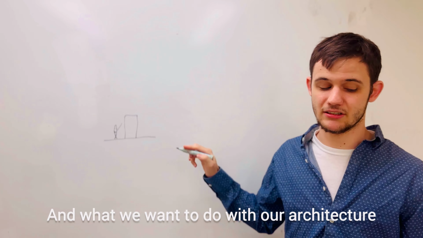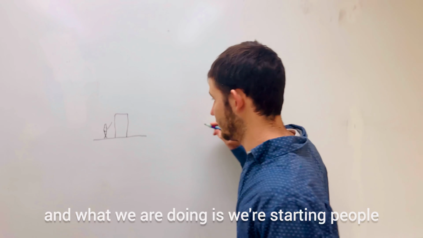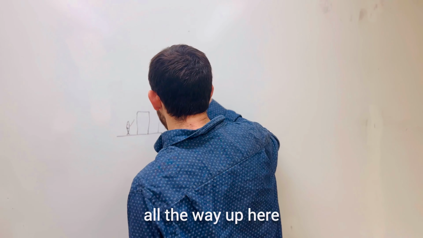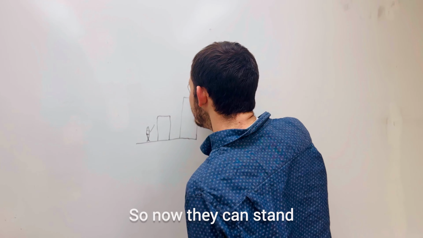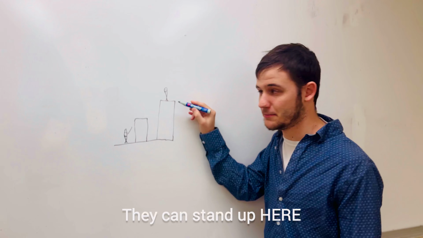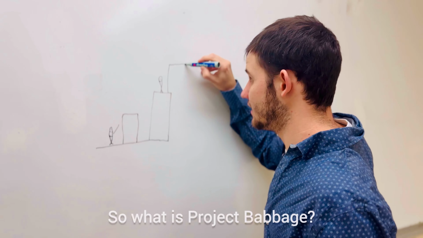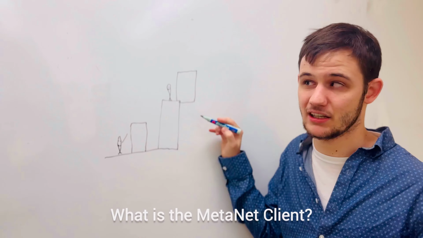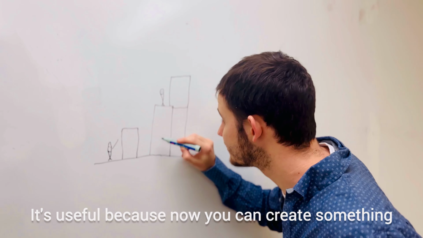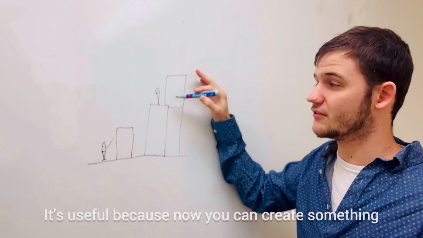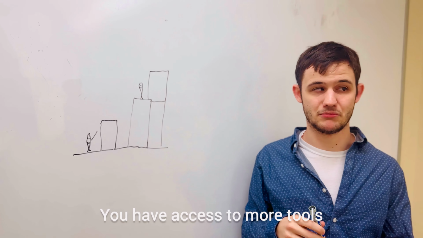And what we want to do with our architecture, and what we are doing, is we're starting people all the way up here. So now they can stand up here, and they can reach even higher. So what is Project Babbage? What is the MetaNet client? Why is it useful? It's useful because now you can create something bigger, better, and easier. You have access to more tools.